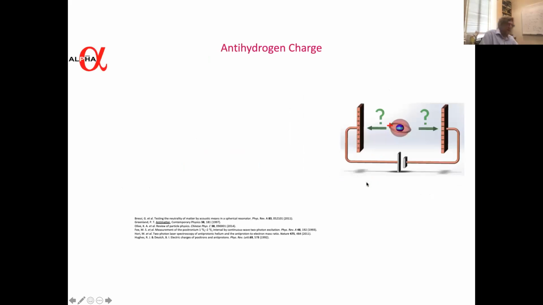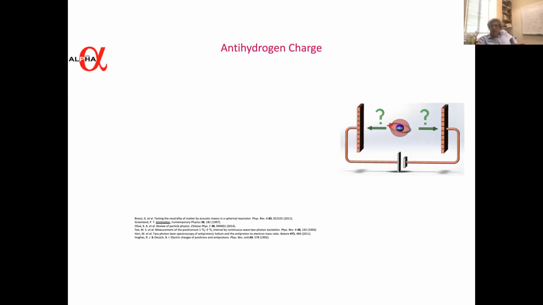You might ask the question, I think this conceptually is an easy one to ask. So let me ask you, should antihydrogen have a charge? Anybody want to answer? I see shaking heads. Why not? Because there are equal numbers of protons and electrons. Right. So you would expect, the same way that hydrogen doesn't have a charge, antihydrogen shouldn't have a charge. That would be the expectation.